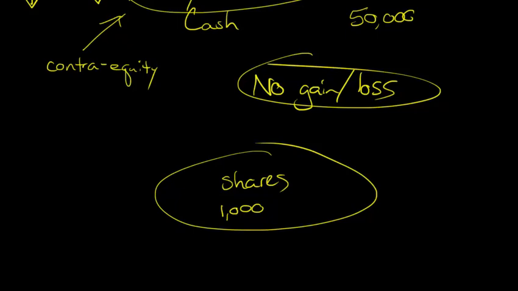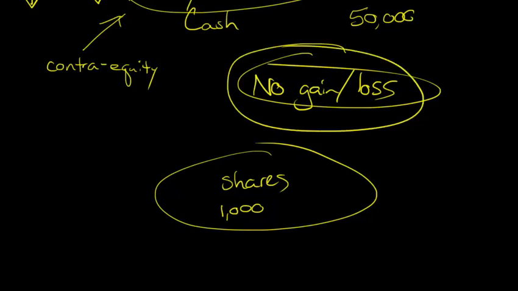So when the firm buys back its own shares, they don't necessarily disappear. The firm can give those out. The firm can do a number of things. It can even sell the treasury stock again, but bear in mind, whatever it does, it's not going to recognize a gain or a loss.